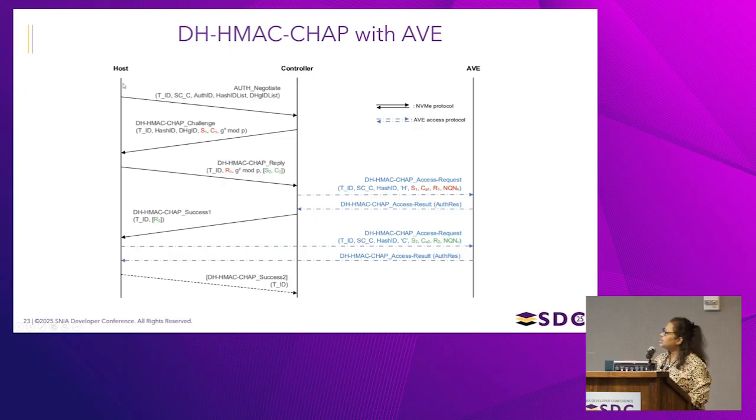And AV, though it's a centralized entity, can be configured either at the controller side or the host side. In this figure, we are showing that it is configured at the controller side. So all the responses that the controller was creating, now the AV will be calculating, and the protocol itself doesn't change. Basically, the challenge response verification, the AV will be doing.